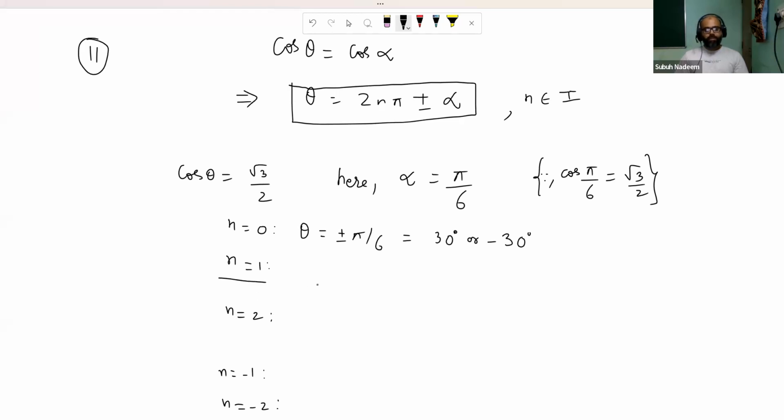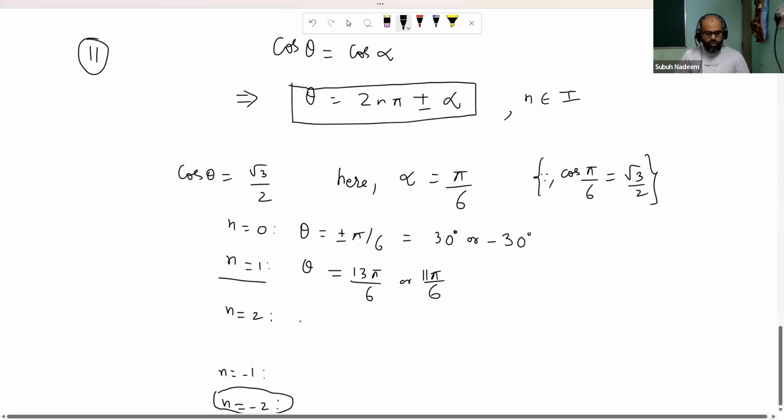For n equal to 1, sir, either 13 pi by 6 or 11 pi by 6. Yeah, correct. Fine. So similarly, you can find for others also. For -2, can you tell me the rest? You will find it later on as homework.